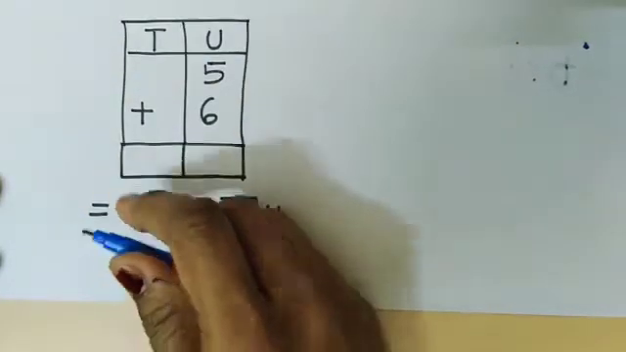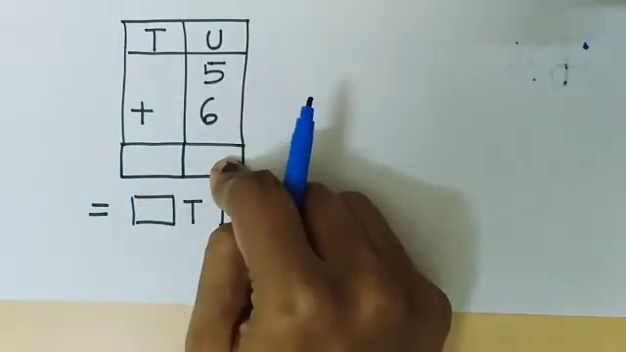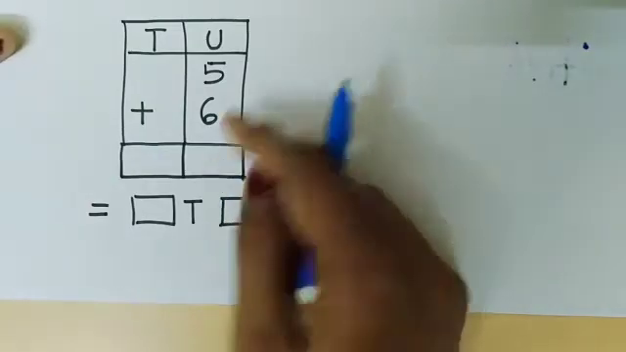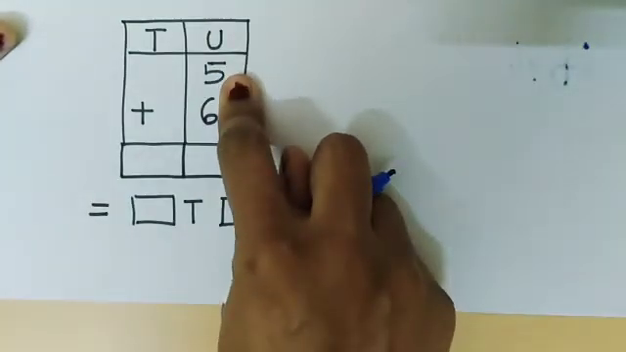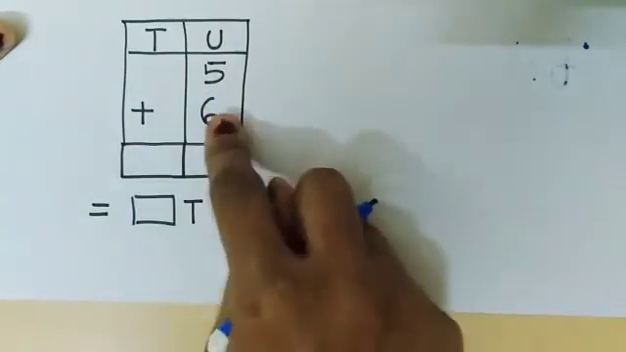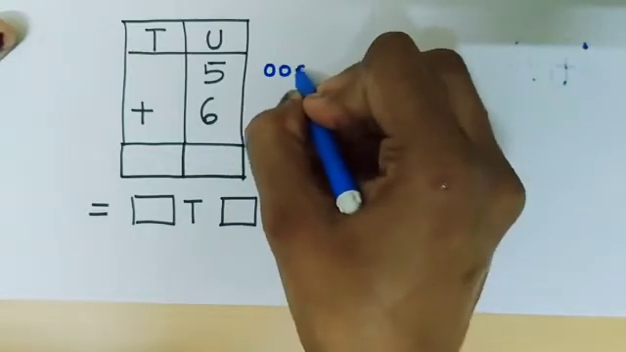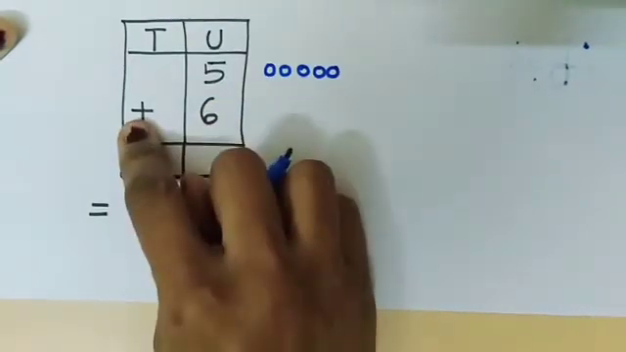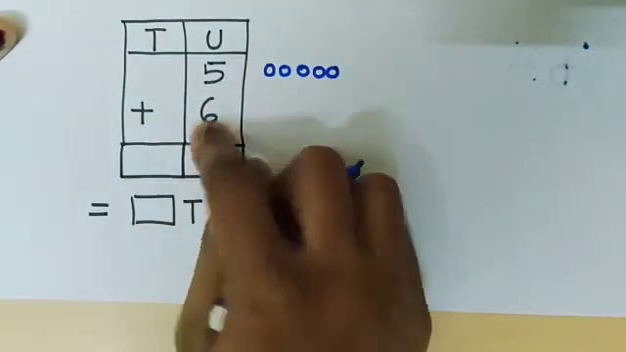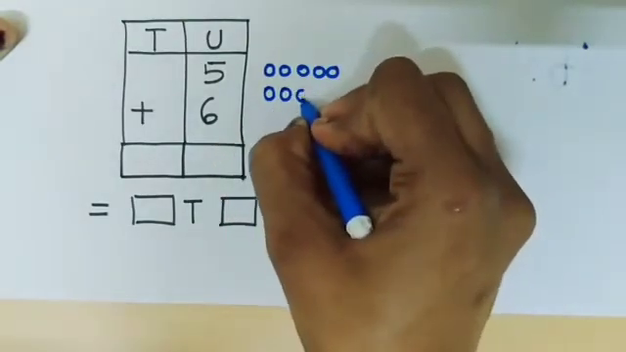Children, here we have one addition sum that you have to solve with the help of beads or dots. Which numbers have you been given? 5 plus 6. First you have to draw 5 beads. Then you have to add 6 to those 5 beads, so we will draw 6 more beads.